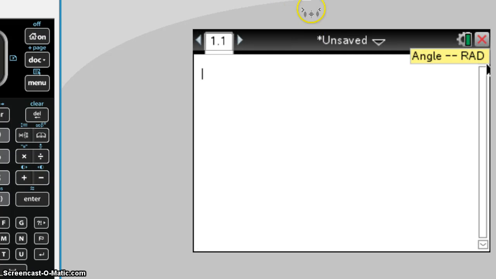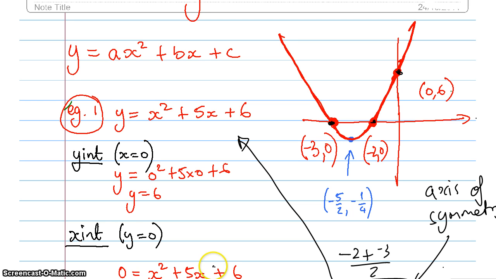G'day and welcome to the video on using your CAS calculator to sketch, and also to solve and find out lots of things about quadratic graphs. So let's get started. The first thing I'll do is use a function that I've used in the past. So this one here, x squared plus 5x plus 6.